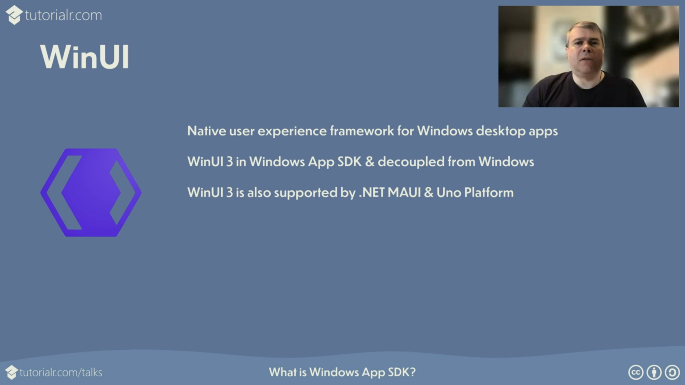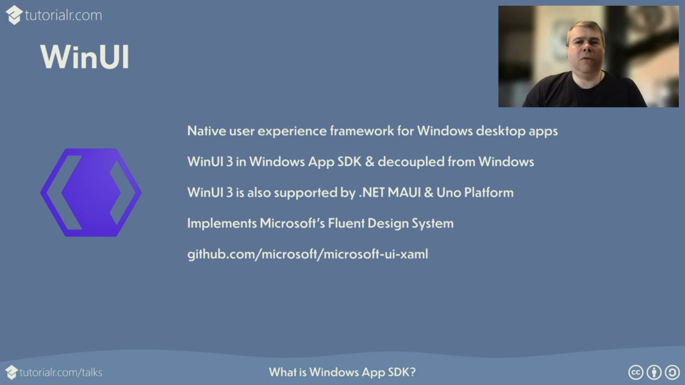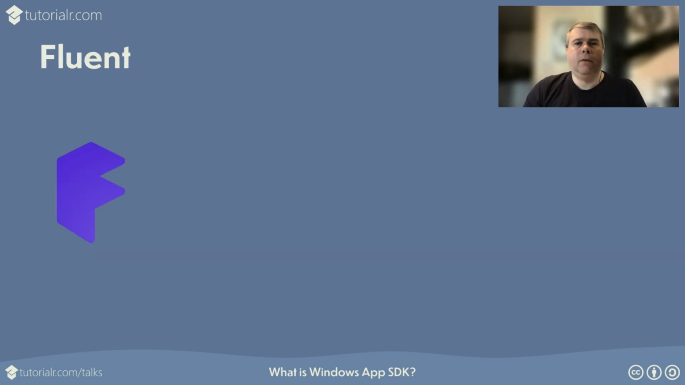WinUI 3 also provides the native user interface platform on Windows, cross-platform frameworks such as .NET MAUI and UNO platform. WinUI 3 implements modern controls that feature the latest Fluent design system from Microsoft, used in Windows itself. You can find more, including source code for the latest release of WinUI 3 at github.com/Microsoft/UI-XAML.